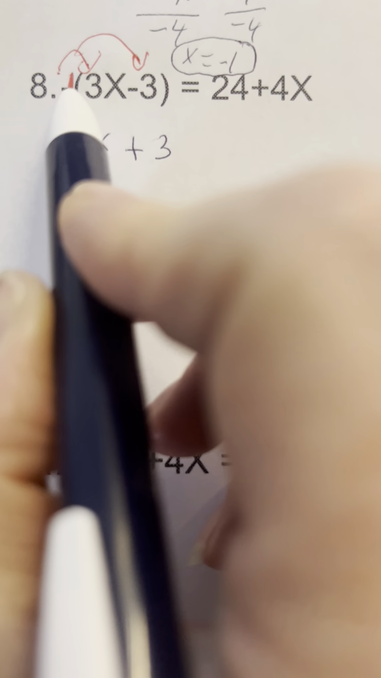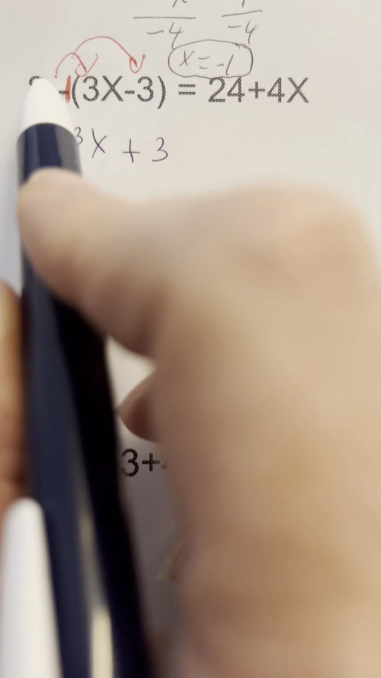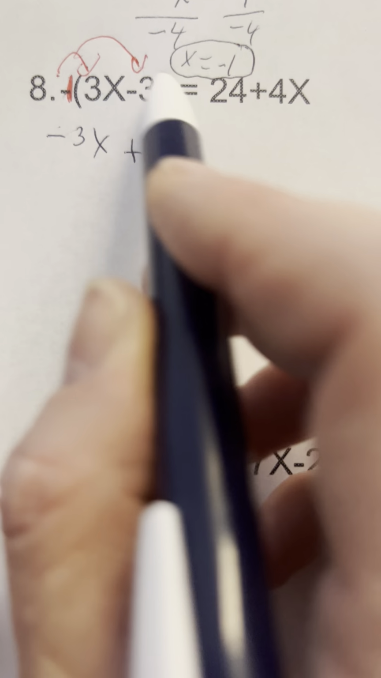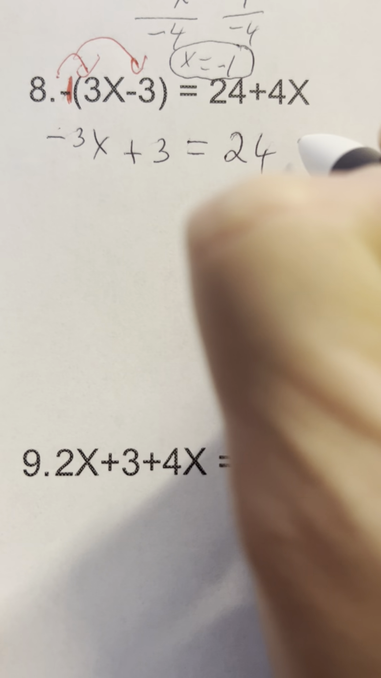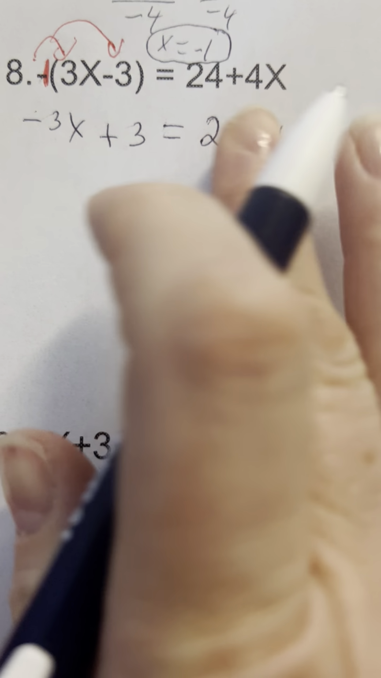Negative times negative is positive 3. See how I did the second term? -1 times -3. So this is the most common mistake students forget. I've done it before too, forgot to multiply the second term. All right, so okay, now I got 2 terms on this side too.